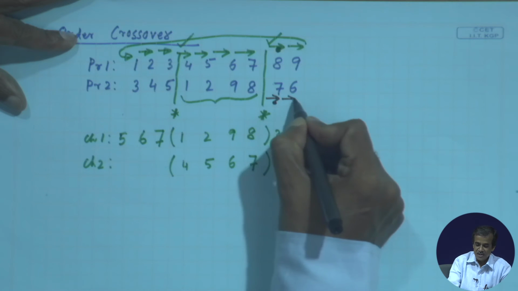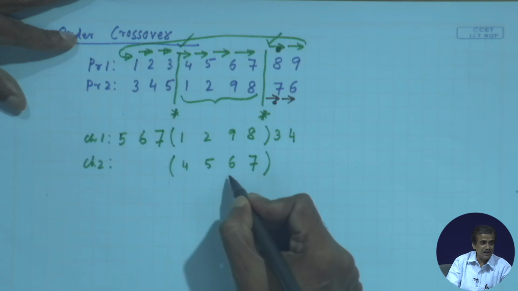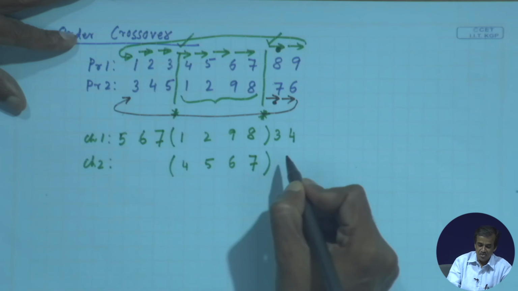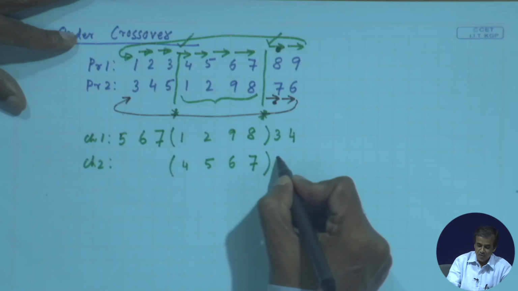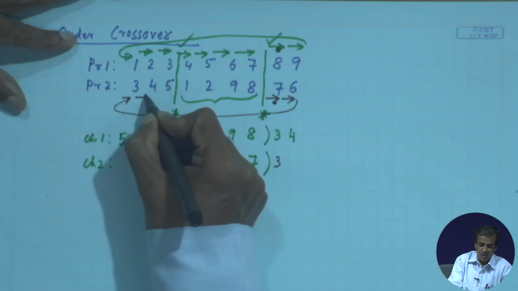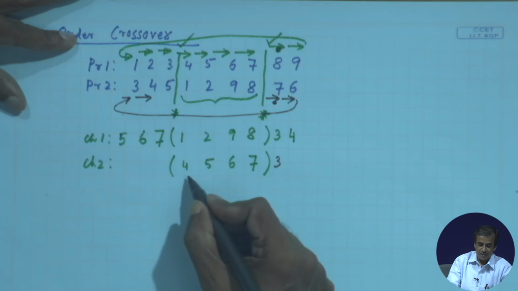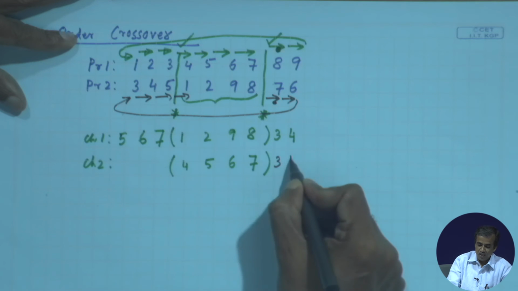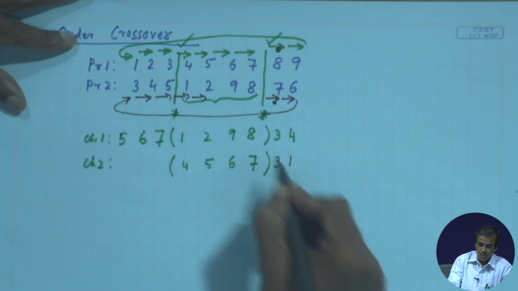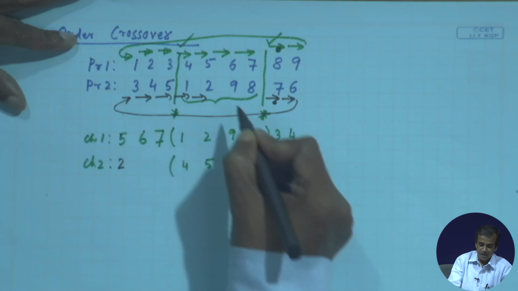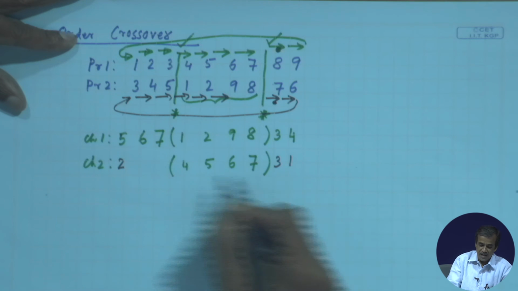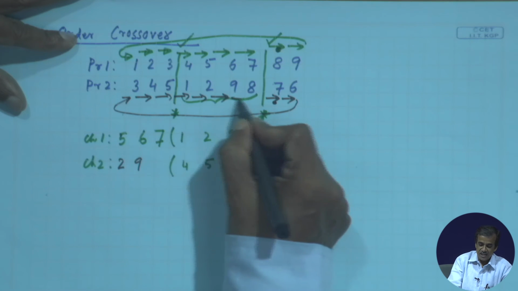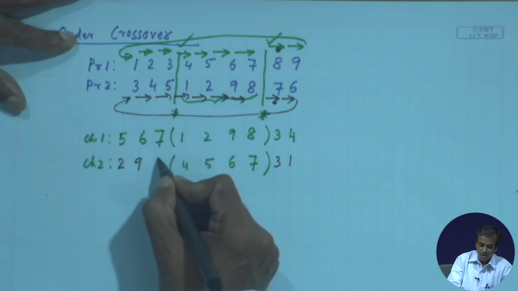Then comes your 6, 6 is also selected here. Then we go back to the starting 3, 3 is not there. So, you put 3 here. Next is 4, 4 is there, 5 is also there. Next is 1, so you put 1 here. Next is 2, 2 is not there, so you put 2 here. Next is 9, 9 is not there, so you put 9 here. Okay. Next is 8, 8 is also not there, so you put 8 here.